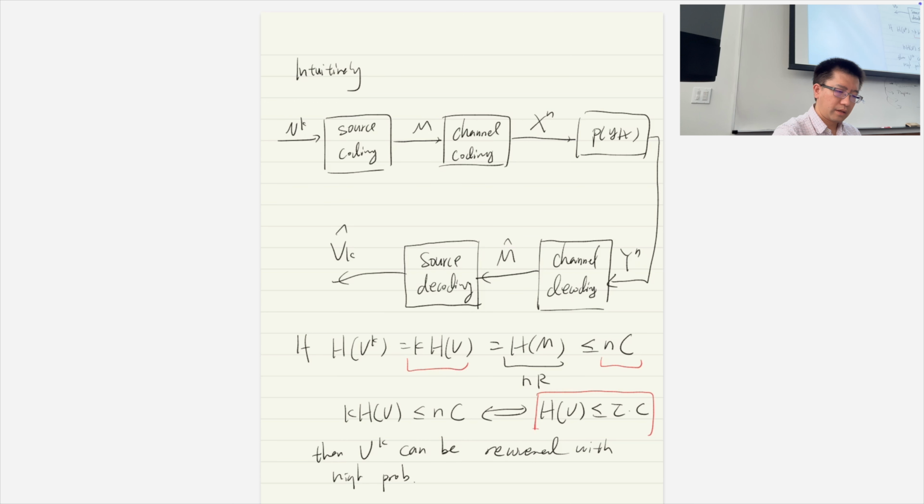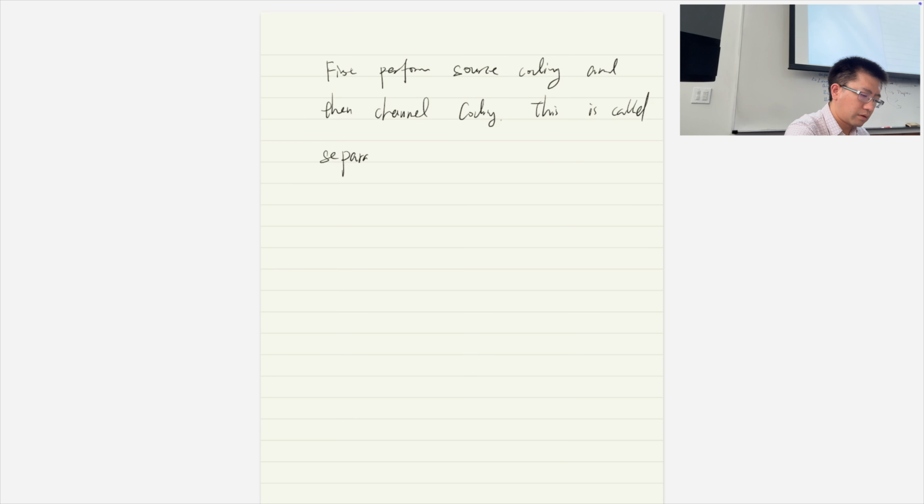Okay, and so this is the formula that we can get. Overall, this scheme is like what we are using today. This basically means that we first perform source coding, and then channel coding. This is called separated source channel coding.